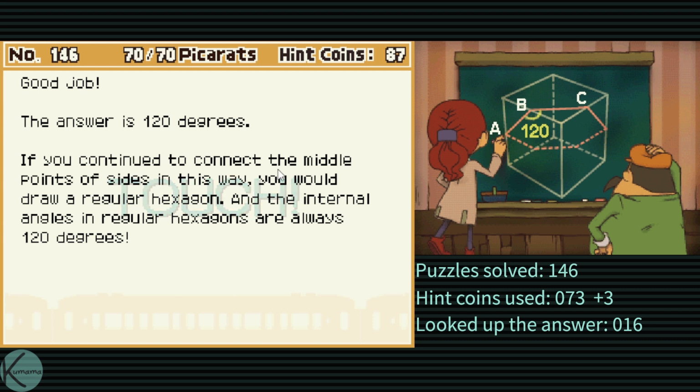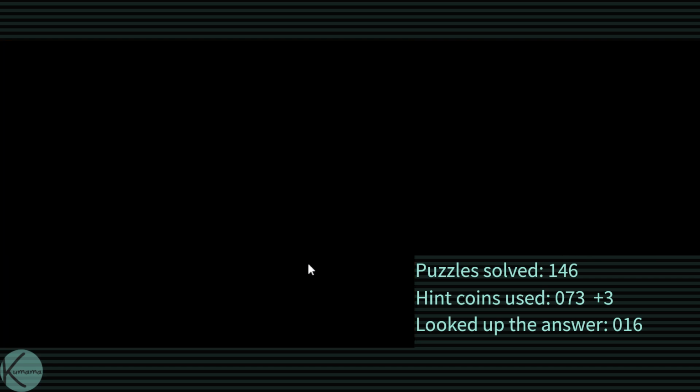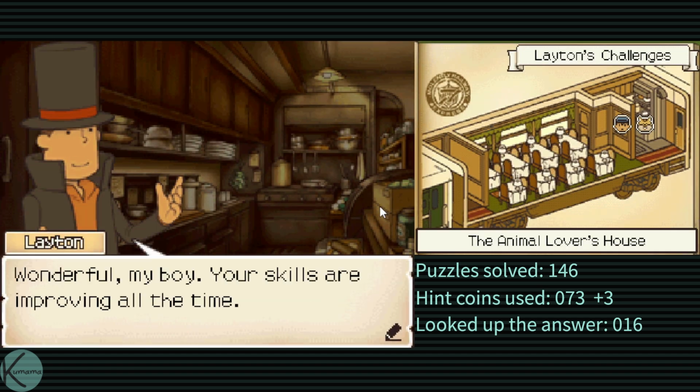If you continue to connect the middle points of sides in this way, you would draw a regular hexagon, and the internal angles in regular hexagons are always 120 degrees. Okay. Wonderful, my boy. Your skills are improving all the time.